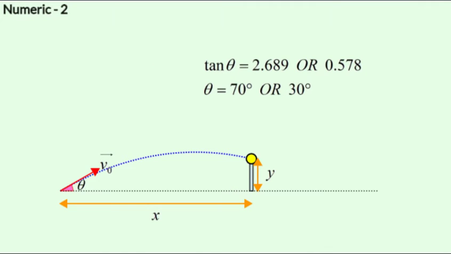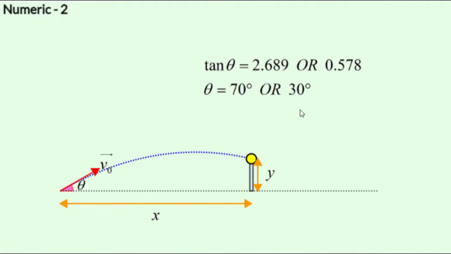And this is interesting because we get two values for theta, 70 degrees and 30 degrees. So which one would be the correct answer? Or is it that both are correct?